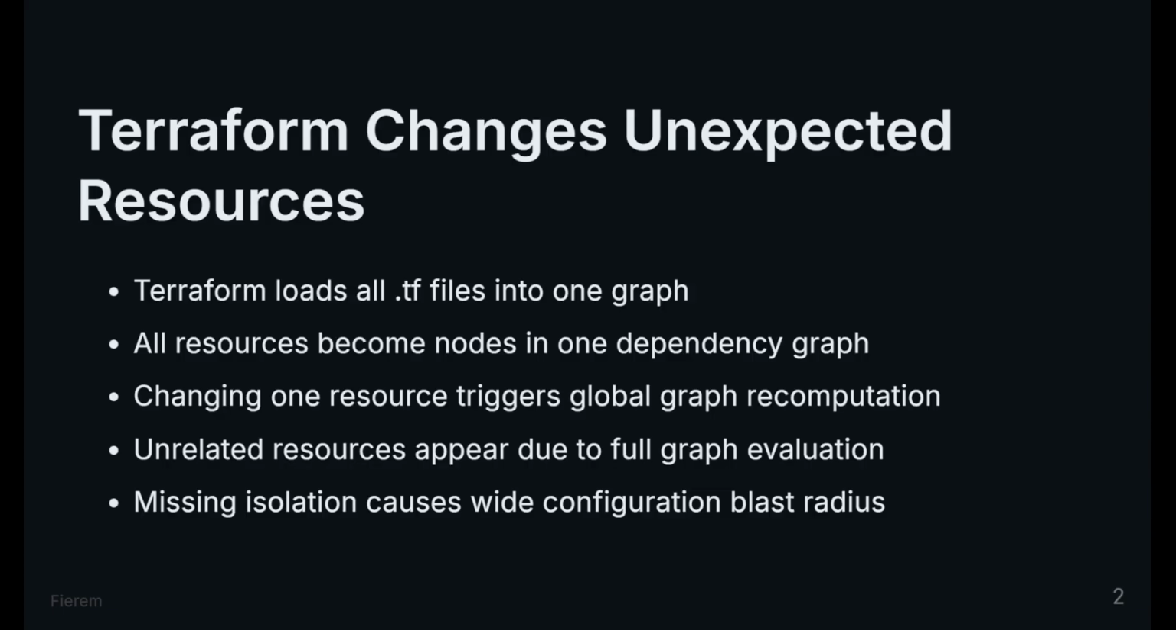Terraform loads every .tf file in a directory into a single configuration graph. All resources in that directory become part of the same dependency graph. A modification to one resource causes Terraform to recompute dependencies across the entire graph. Unrelated resources appear in the plan because the dependency graph must be recalculated globally. Engineers often interpret this behavior as Terraform touching resources arbitrarily. The actual cause is the absence of structural isolation in the configuration.